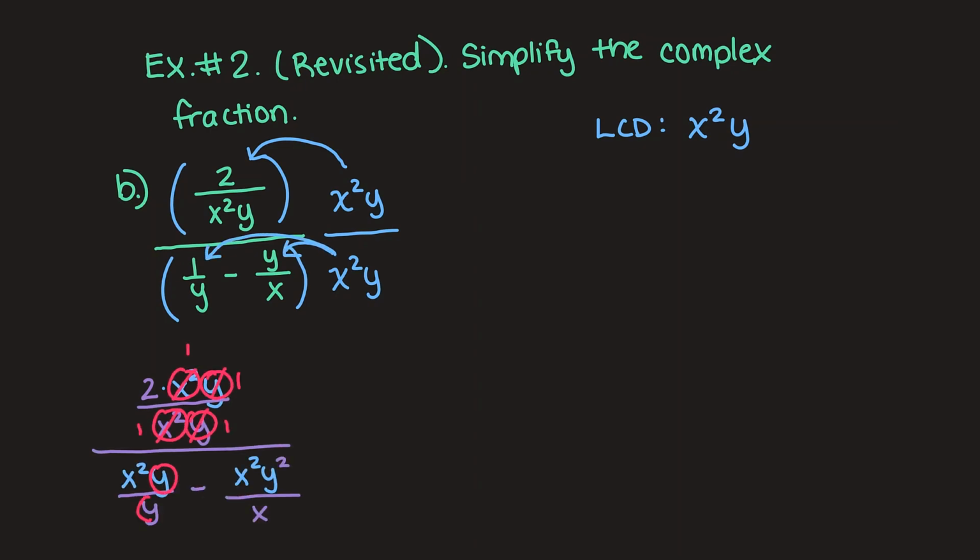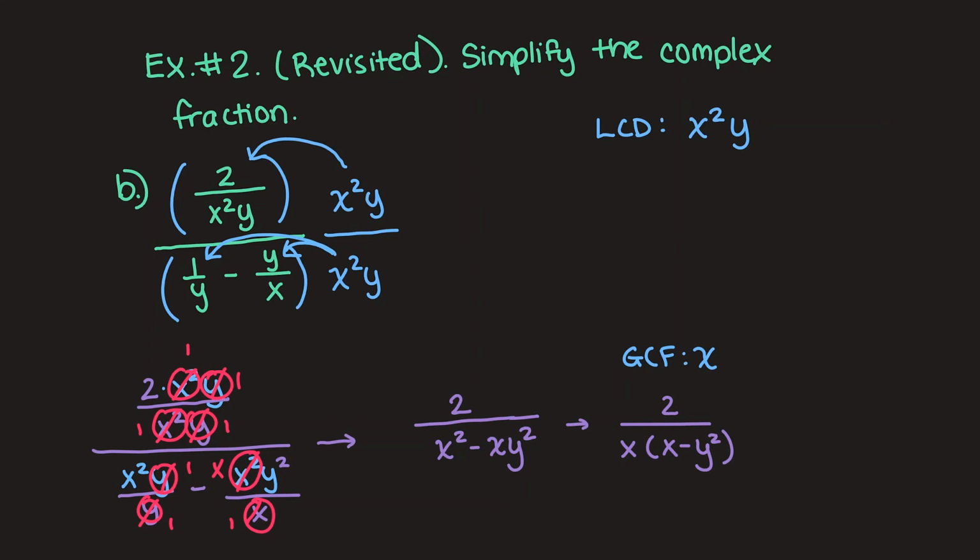Simplify, and we get 2 over x squared minus xy squared. And the last thing we could do is to factor a GCF of x from the denominator. And this is our final answer, which is also the answer we had using method 1.